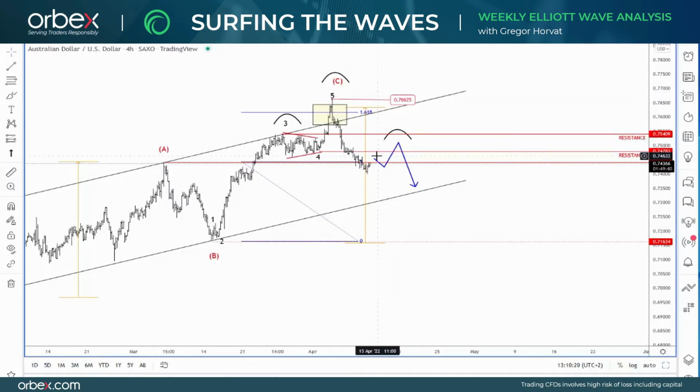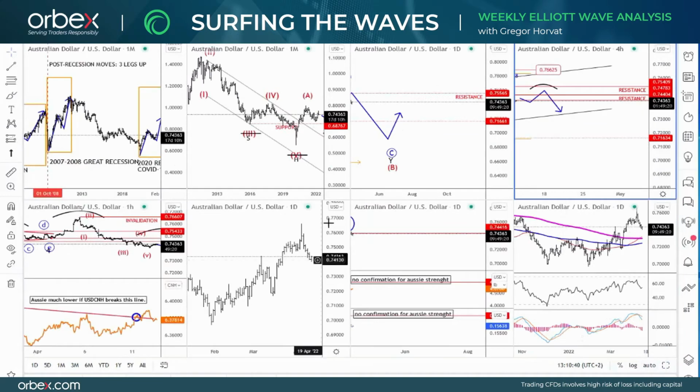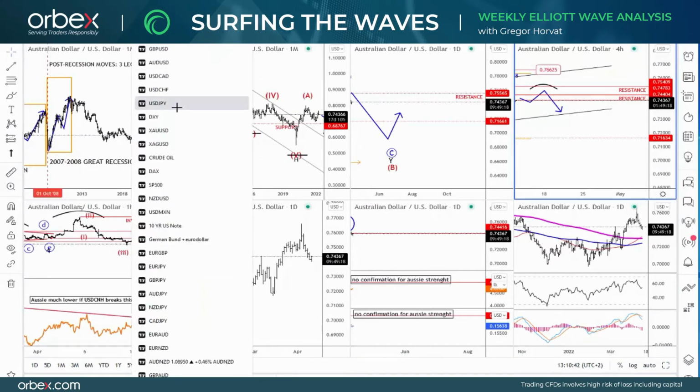Of course, watch out for rallies. They will most likely occur. The first resistance is at the previous wave 4 swing low, so that comes in around 74.80, and then you have higher and stronger resistance at 75.40.